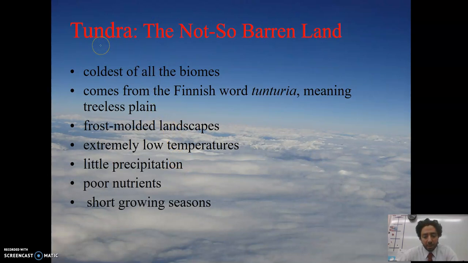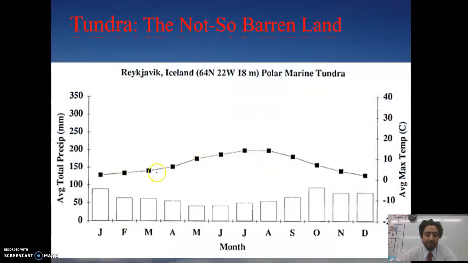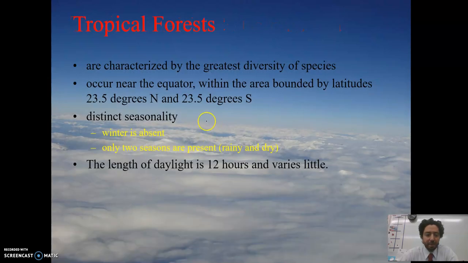Tundra is going to happen at further north latitudes. These are typically very poor in nutrients, and there's very little time for things to grow. If we look at a tundra graph here, we do have precipitation, but the bulk of it is going to be snow, because our temperature doesn't get up past, what's our highest here, 12 degrees or so. You can see that line squished down. This is telling you it's a tundra.